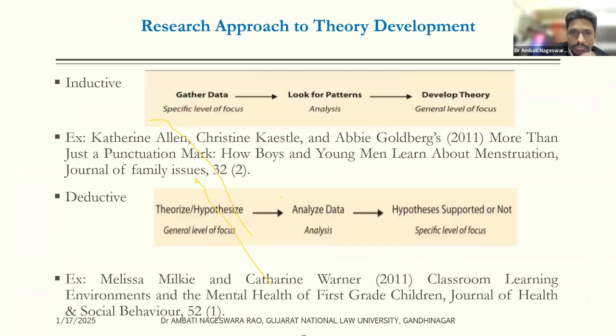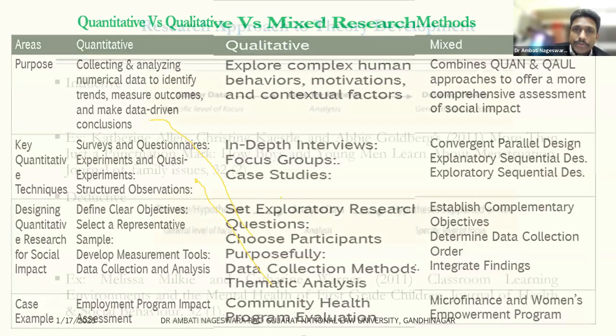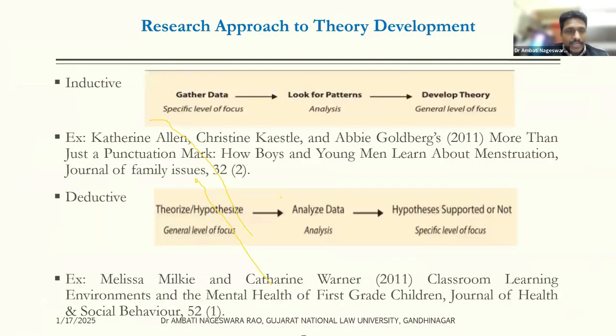Let me give an overview of what qualitative research is. Whenever you want to explore, whenever you want to discover certain phenomena, we are going to conduct qualitative research work. As you can see here, there are two studies. One is "More than just a punctuation mark: how boys and young men learn about menstruation." Generally, whether it is from the Indian context or the Western context, you won't find many studies on menstruation.